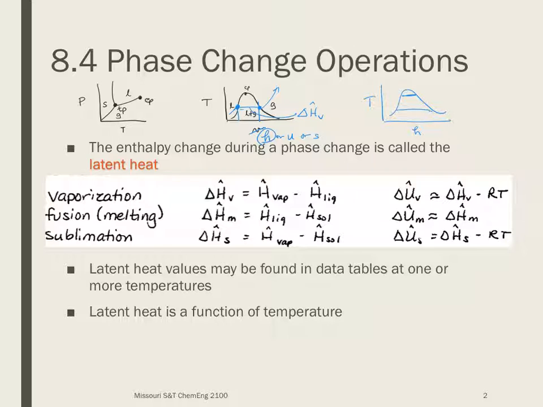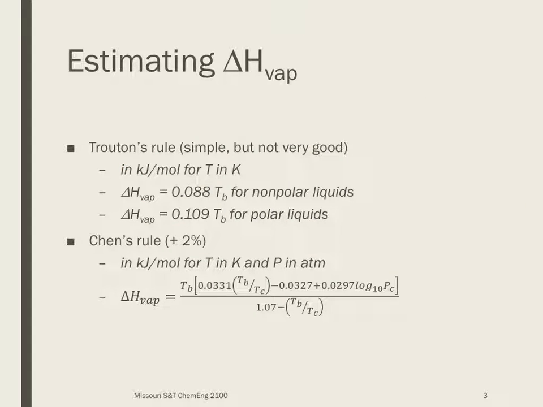Okay? Frequently, what we're going to have is limited data where we have perhaps at one, say the normal boiling point when pressure is 1 atmosphere, only that one value for the latent heat for any of these substances. So how can we estimate delta H for vaporization, fusion, sublimation? Well, we have several techniques. Some of them are better than others.